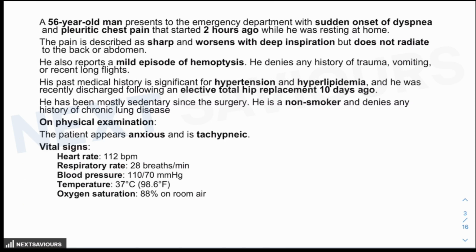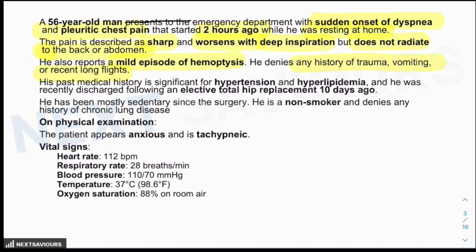A 56-year-old man presents to the emergency department with a sudden onset of dyspnea and pleuritic chest pain that started 2 hours ago while he was resting at home. Now, the pain is described as sharp and worsens with deep inspiration, but it does not radiate. He also reports a mild episode of hemoptysis, but denies any history of trauma, vomiting, or recent long flights.